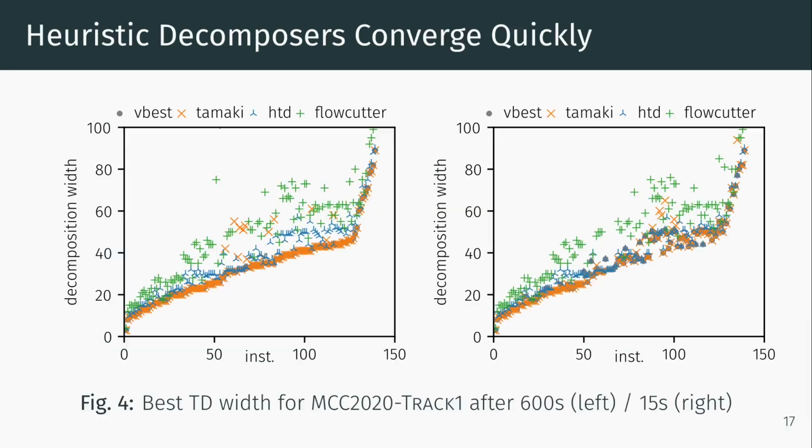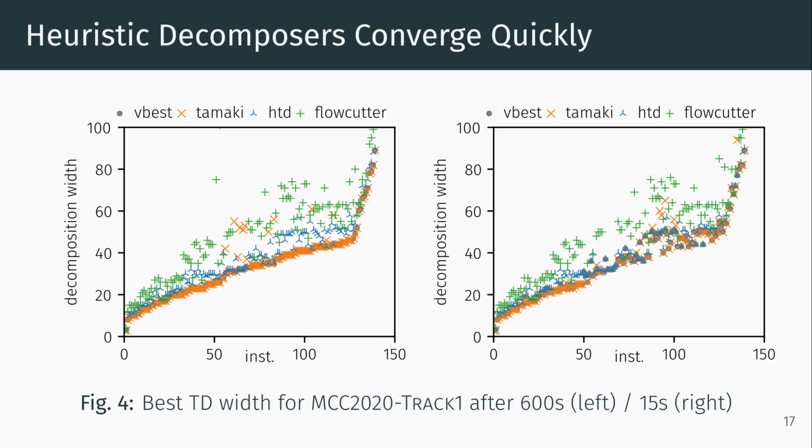First, we wanted to verify the placement of these implementations in the PACE 2017 challenge on our own benchmark set. To do that, we allowed each implementation a runtime of up to 600 seconds per instance, and on the left we show the smallest decomposition width for every instance per implementation. As you can see, the relative performance of Tamaki and HTD matches our expectations, with Tamaki being clearly in the lead.